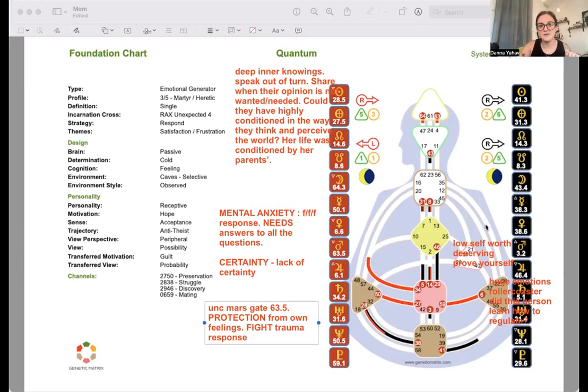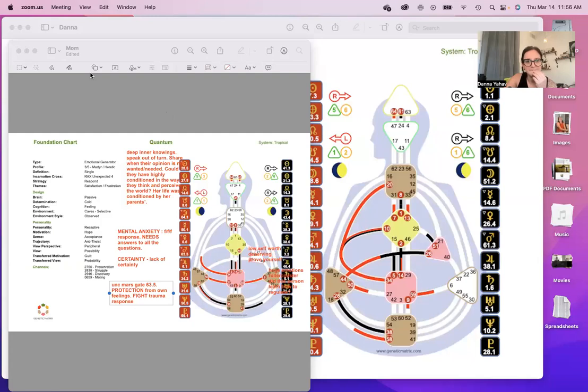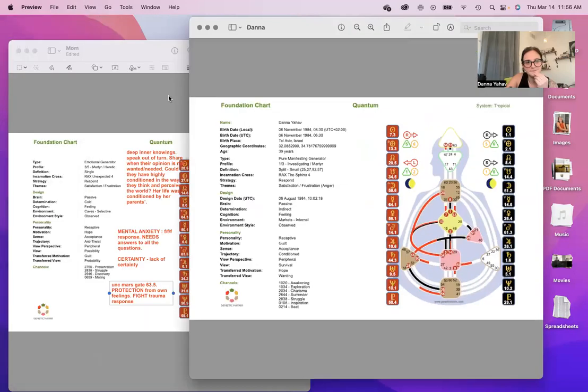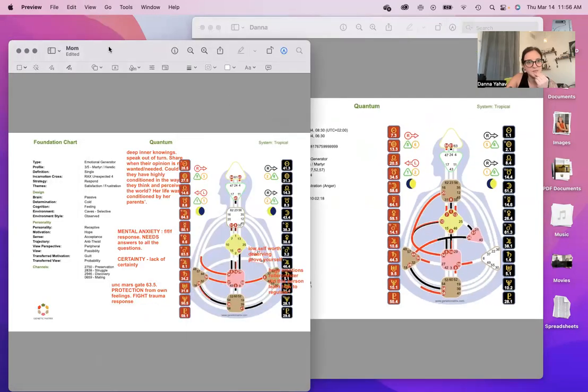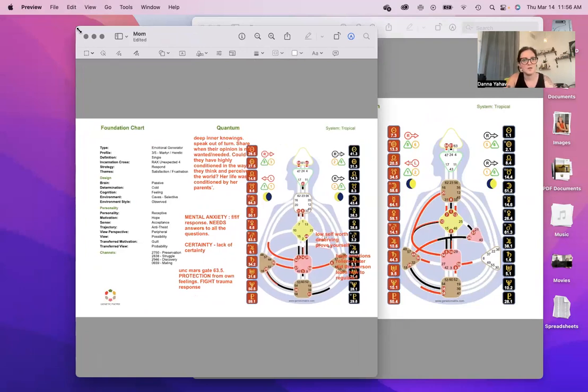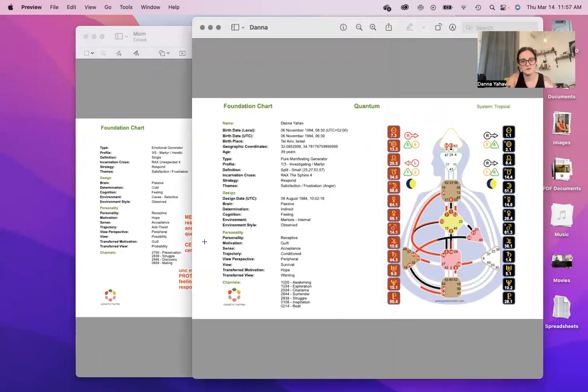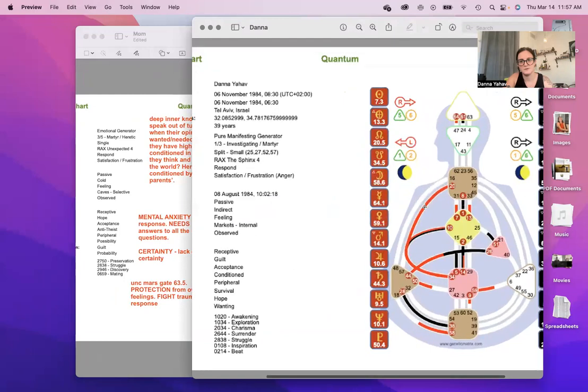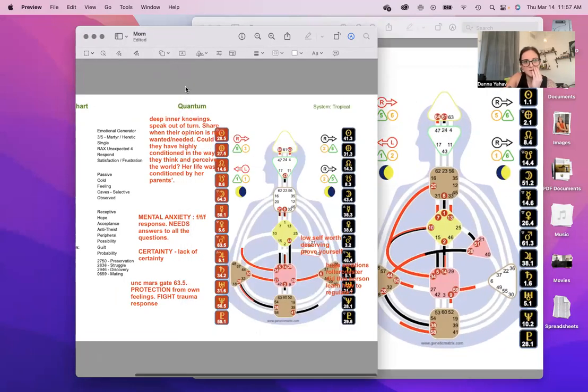Now, let me see if I can share both charts at the same time. I'm getting super excited about this. All right, desktop one. This is desktop one. Okay. So this is my chart. Ooh, and this is the other chart. Just trying to make this easier to see.